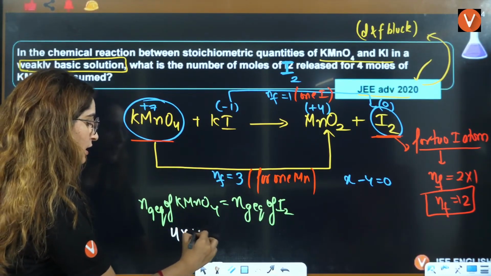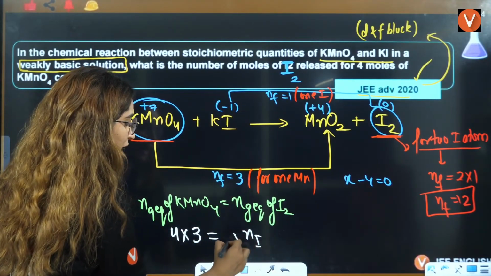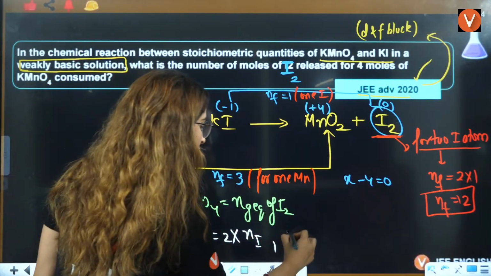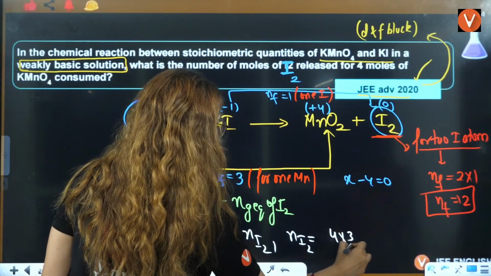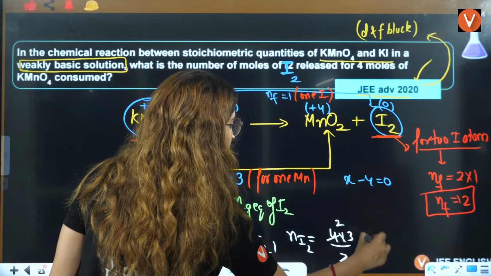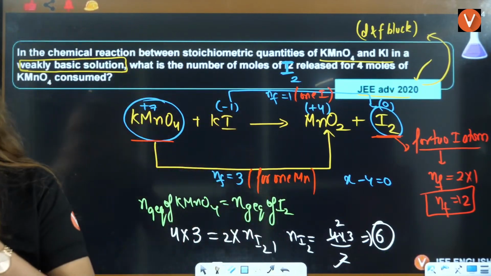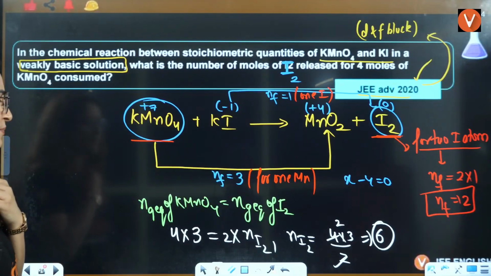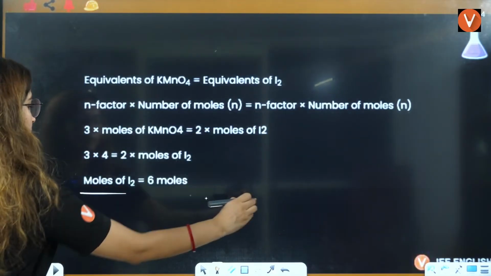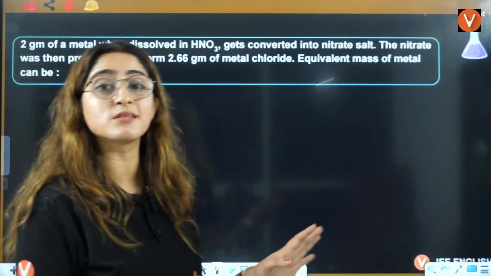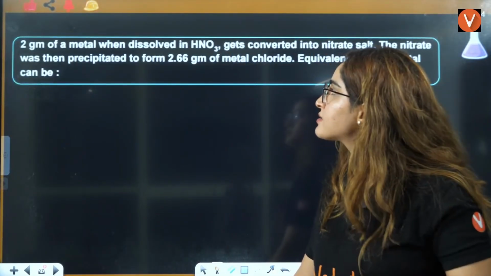The N factor of KMnO4 is 3. The number of moles of I2 we don't know, but its N factor is 2. So the number of moles of I2 is equal to 4 into 3 by 2, which is nothing but 6. So the answer will be 6. That's how you can answer this. It might feel tough, but it eases the calculations, and that's why this is very important.